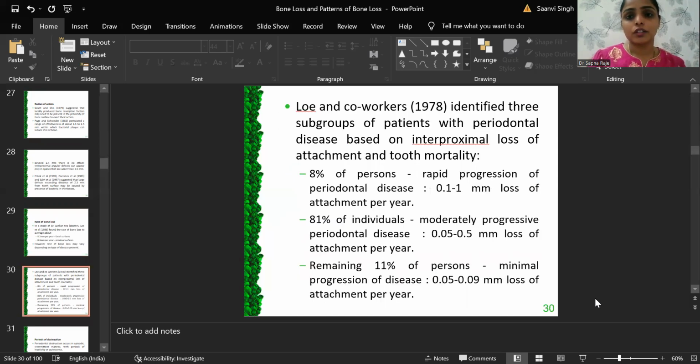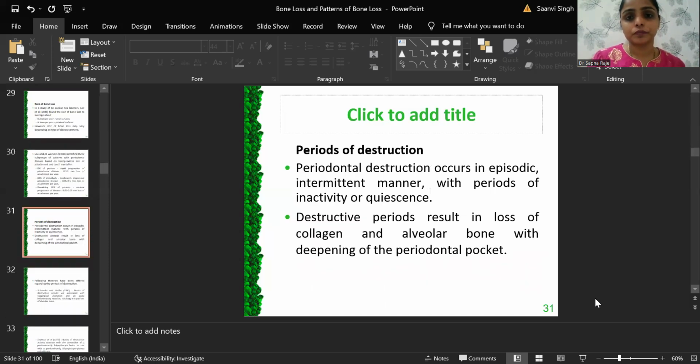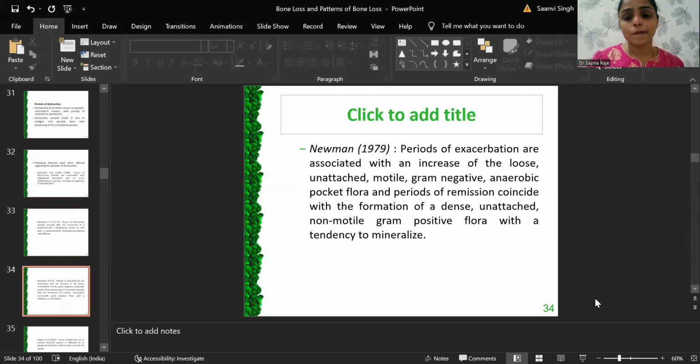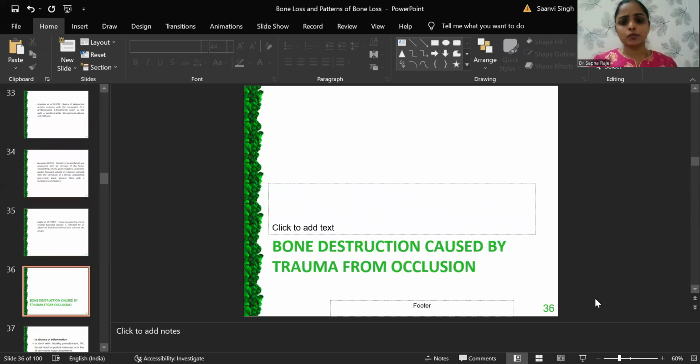Löe and coworkers identified three subgroups of patients. 8% of the persons had rapid progression of periodontal disease, and 81% of the individuals had moderately progressive periodontal disease. How do the periods of destruction take place? Destruction periods result in loss of collagen and alveolar bone with deepening of the periodontal pockets. These are the different types of bone loss, how it takes place.